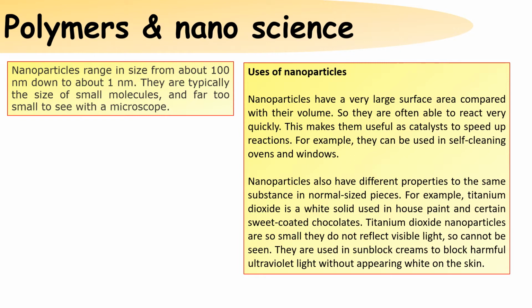Nanoparticles also have different properties to the same substance in a normal sized piece. For example, titanium dioxide is a white solid used in house paint and certain sweet coated chocolates. Titanium nanoparticles are so small that they do not reflect visible light, so cannot be seen. They are also used in sunblock creams to block harmful ultraviolet light without appearing white on the skin.